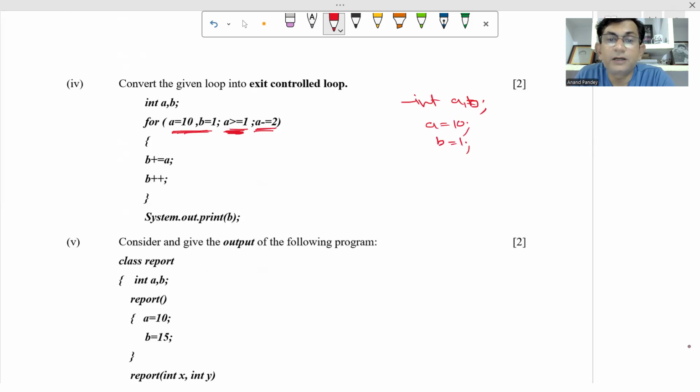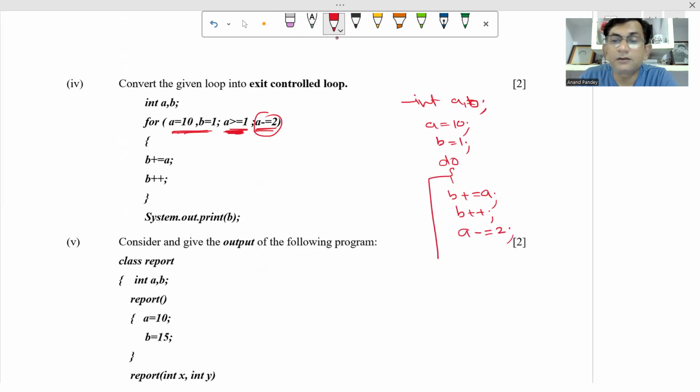Then the condition will go at last. It is an exit control loop, so we leave the condition, then the loop body, and the remaining part we will keep in do. What will be in do? b plus equal to a, and the remaining part inside the loop, b plus plus. After that the updation. What was the updation? a equal to a minus 2. As it is written, we'll write as it is, a minus equal to 2 semicolon.